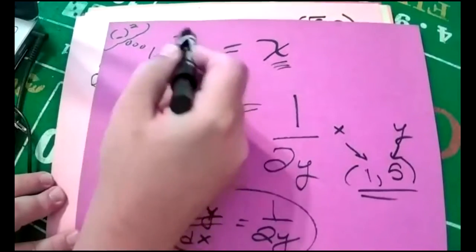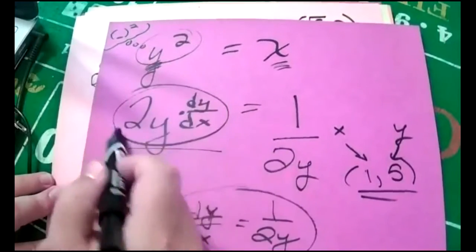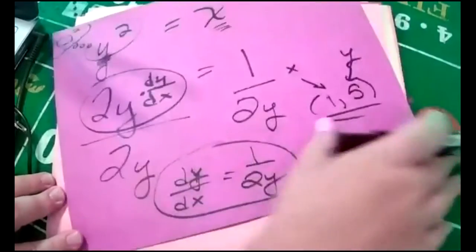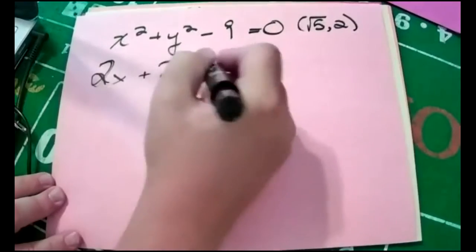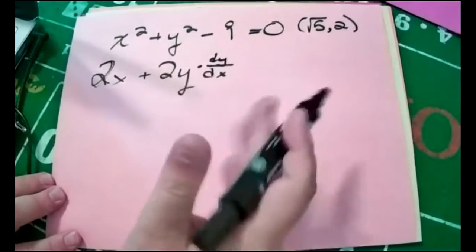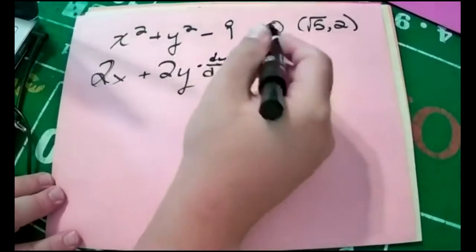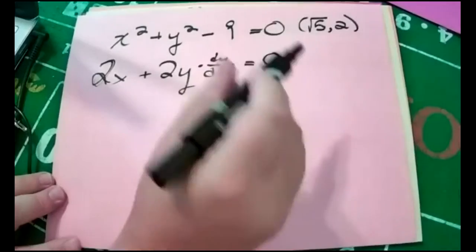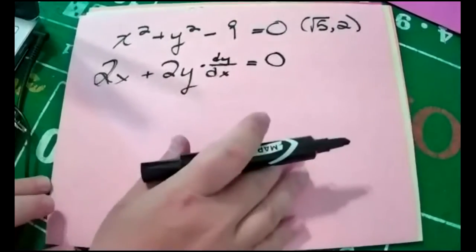We discussed that you use the power rule, make it 2y, and then multiply by the derivative of the inside, which is dy/dx. So the derivative of y squared will be 2y, just like this is 2x, but it's also times dy/dx. And now the derivative of 9 is 0, right? Now equals. Now the derivative of 0, what's the derivative of 0? The answer is 0. Why? Because 0 is a constant, and the derivative of all constants is 0.